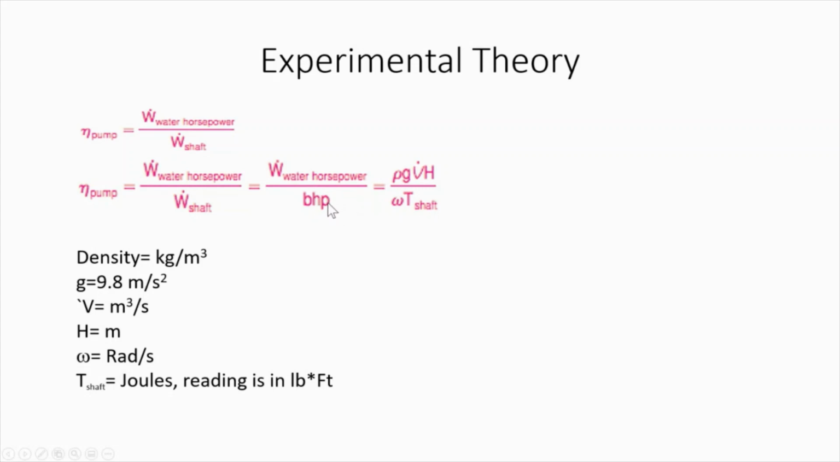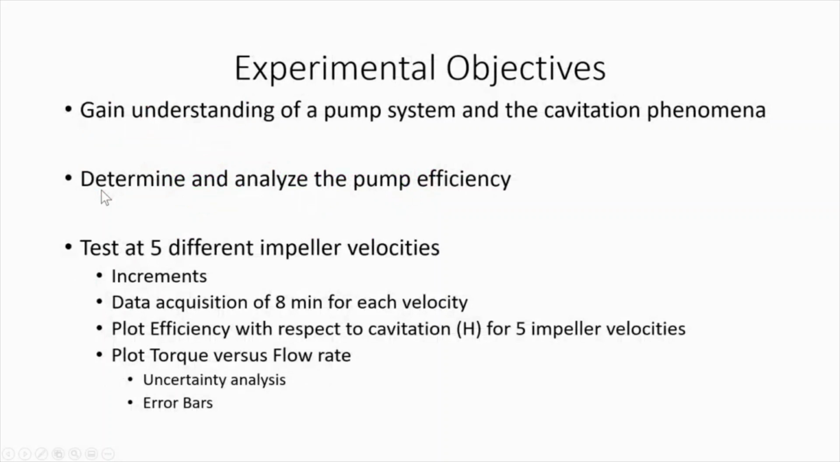The horsepower can also be derived from this equation, which is omega, the rotational velocity of the pump, and you have the torque in here. So you put all these parameters together and you get your efficiency. Any questions?